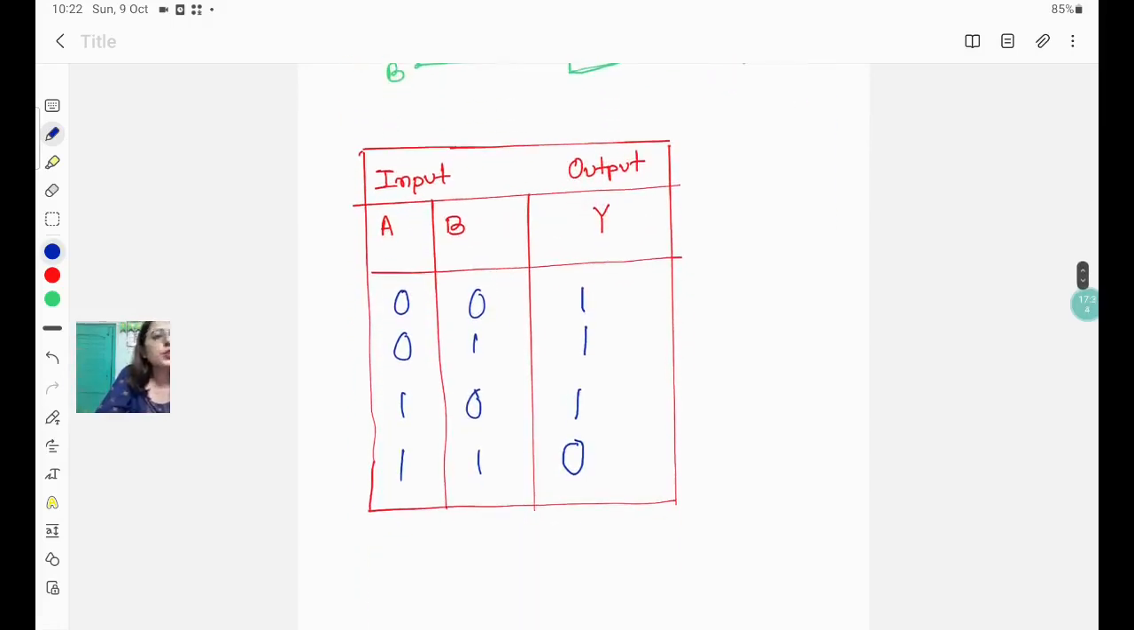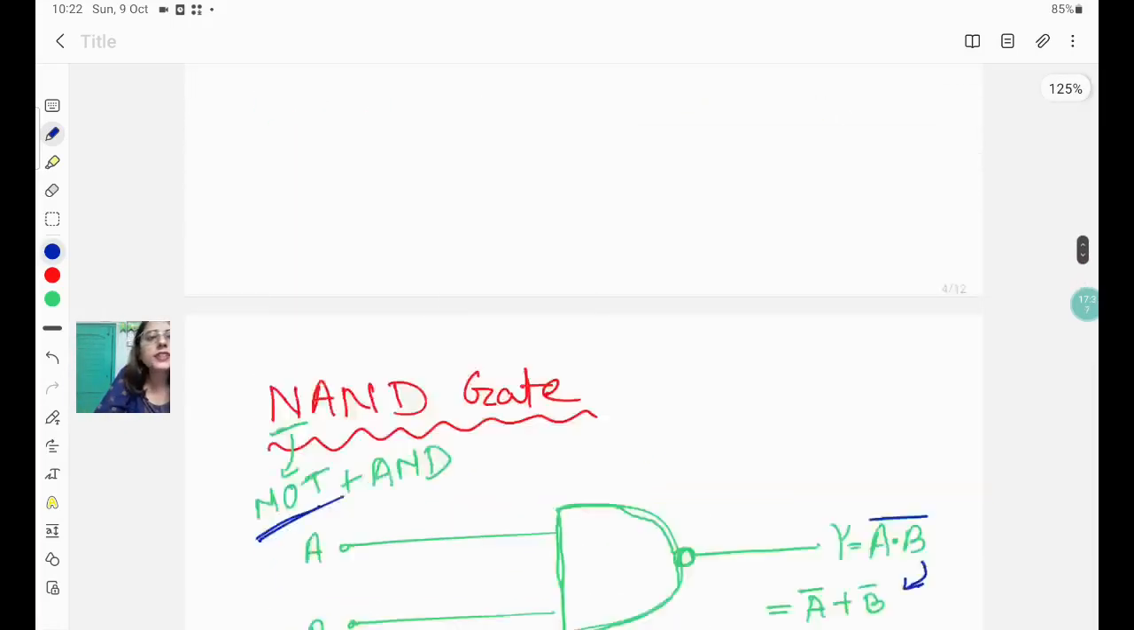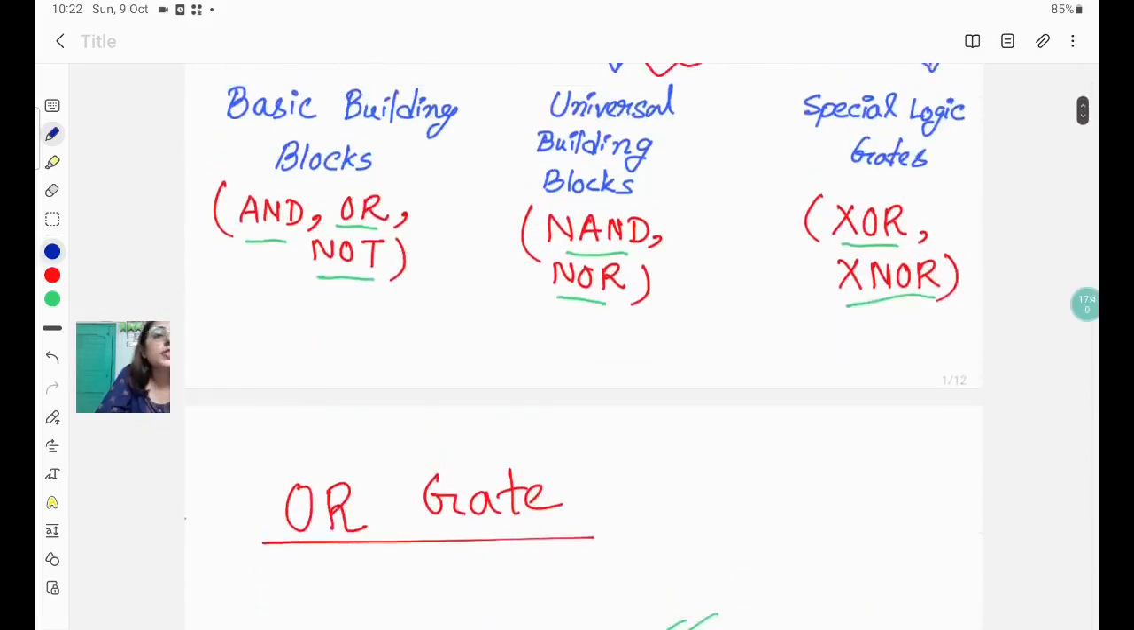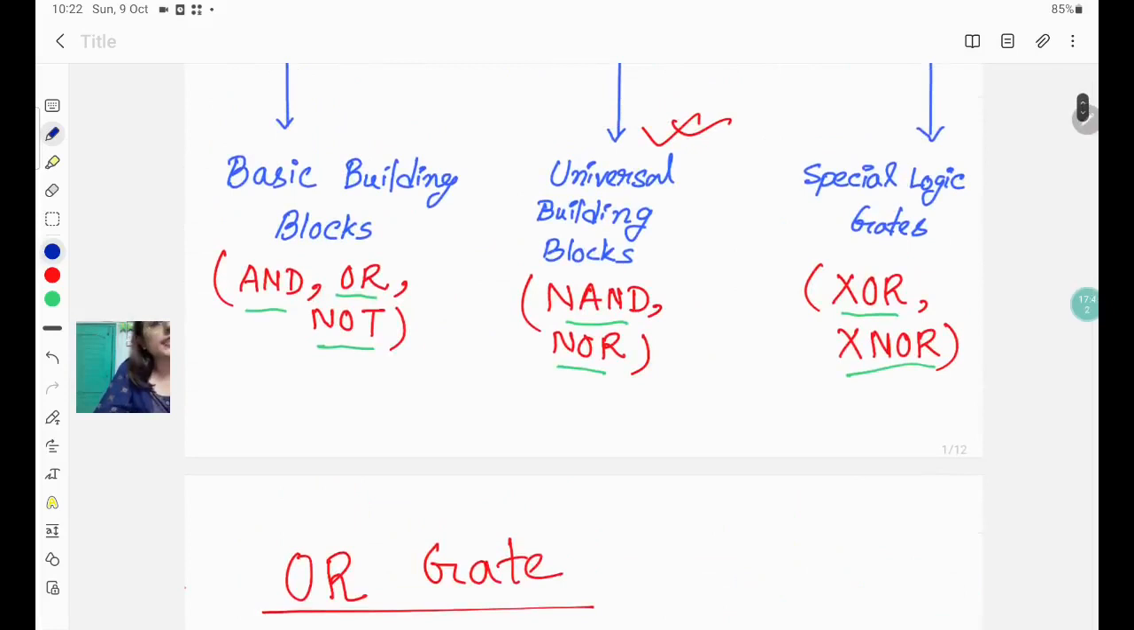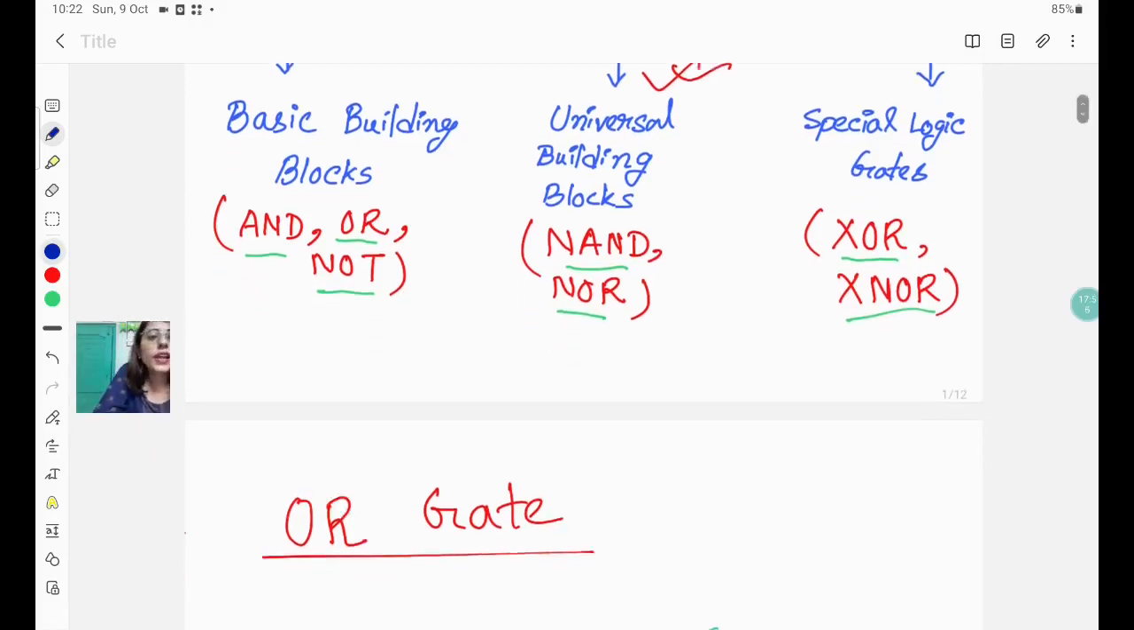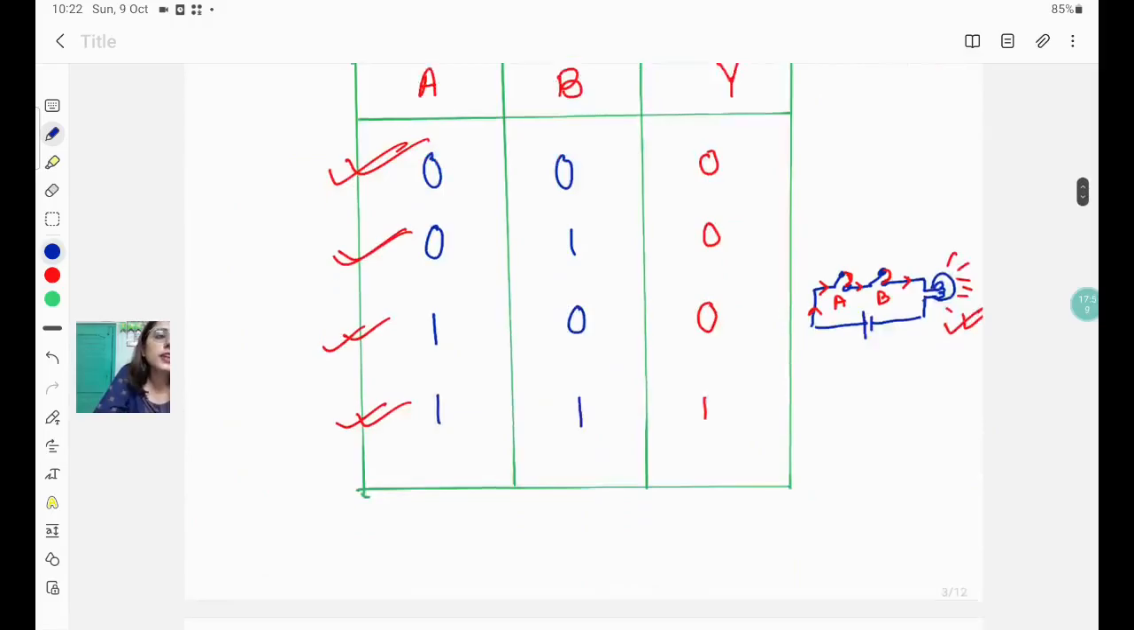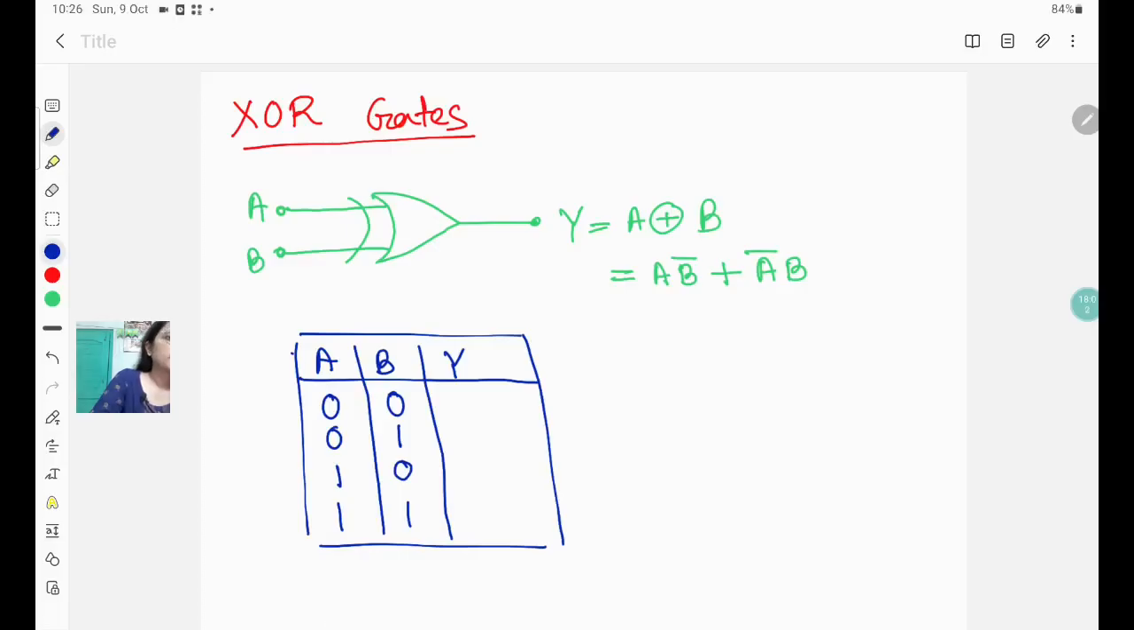So finally the last one, that is the special building blocks or the special logic gates. These special logic gates are used in communication electronics, and basically they are used in the arithmetic section of a computer. So this XOR and XNOR gate, we are going to discuss now. These gates are specially used in digital design.